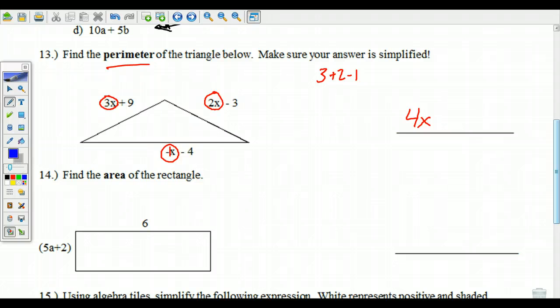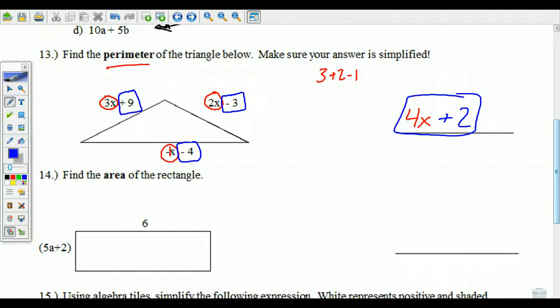And then we have the constant terms. We have 9 minus 3 minus 4. And you can do that in your calculator if you need to. 9 minus 3 is 6, and 6 minus 4 is 2. But it's positive 2, so we need to say plus 2 in your answer.